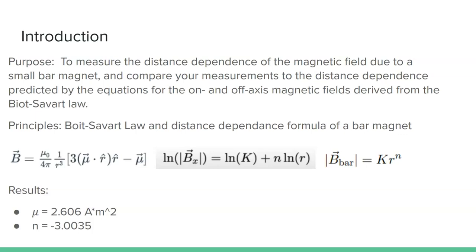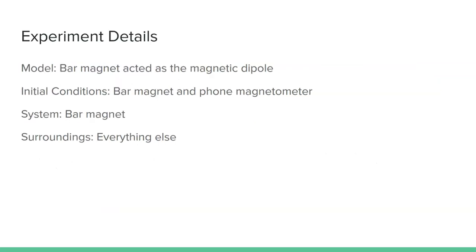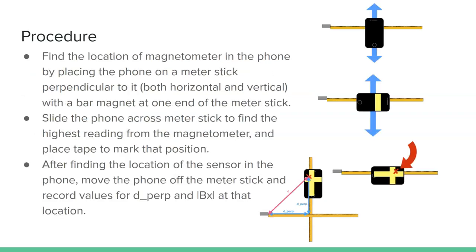The results of this experiment were the magnetic dipole moment was 2.606 ampere meters squared, and n was -3. The experiment's details. For the model, the bar magnet acted as the magnetic dipole. The initial conditions were a bar magnet and the phone magnetometer. The system was a bar magnet, and the surroundings were everything else.